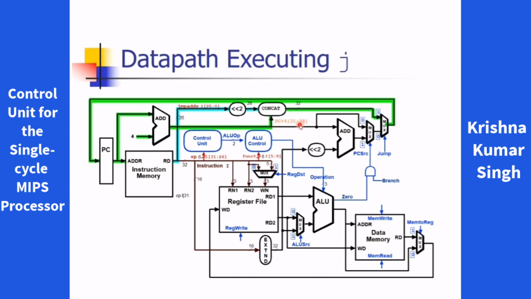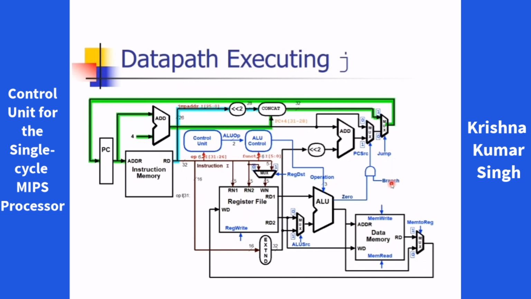As you can see here, the 26 bits of the jump address are coming, then shifted 2 times to the left and concatenated with the 4 bits of the program counter, bits number 28, 29, 30, and 31, before the leftmost nibble of the updated program counter. This way, we have a 32-bit absolute jump target address, and it is given to this multiplexer.